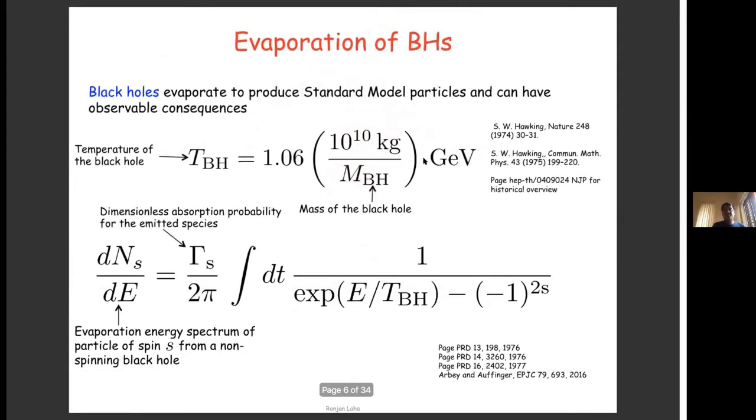So let me give you a brief overview of Hawking evaporation. This is a celebrated result by Hawking, and you can also look at this paper for the history, that every black hole has a temperature associated with it.